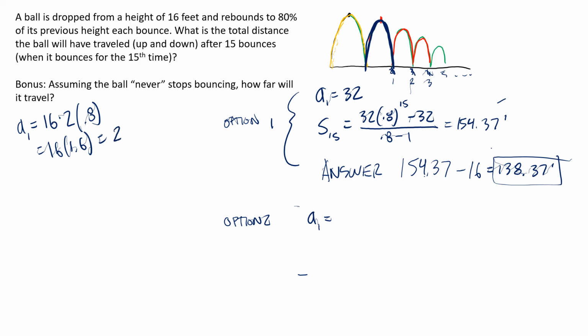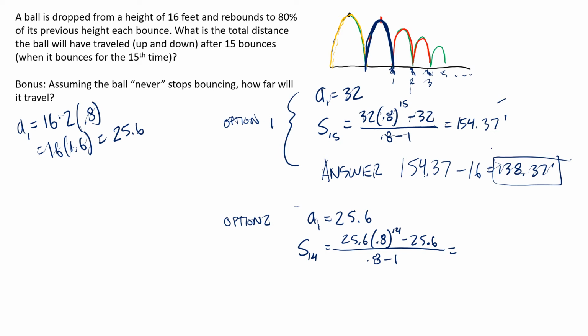25.6 now would be my first term. So this would be 25.6. And then to do this math, now it's S of 14, right? It's 14 bounces. And then again, from this, we're going to have to add in our 16 at the end. So it would be 25.6 times 0.8 to the now 14th power minus 25.6 divided by the 0.8 minus 1. That is equal to something.